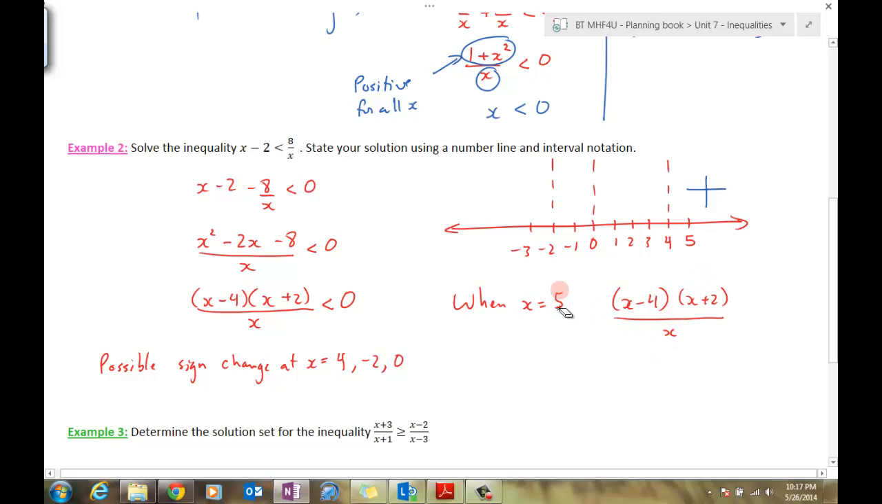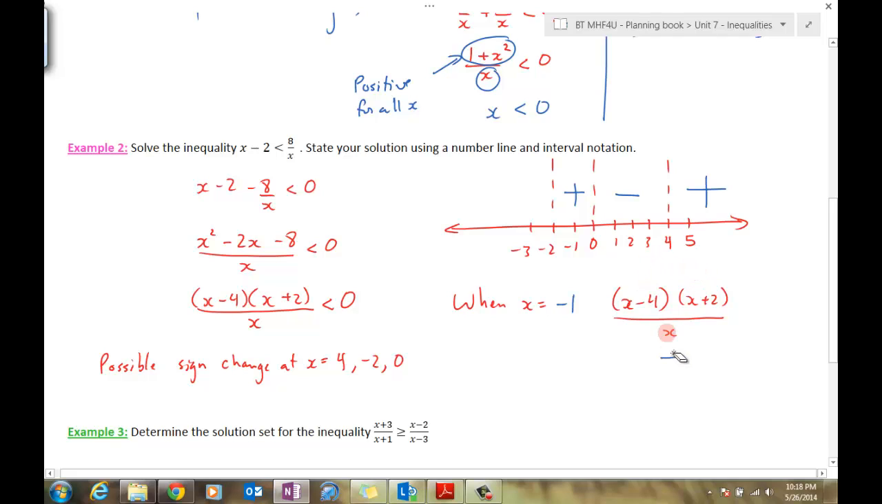Let's test another value between 4 and 0. Let's test 1, it's a nice number. So 1 minus 4, that's a negative. 1 plus 2, positive. And 1 on the bottom, that's also a positive. So we have a negative on top divided by a positive. That is a negative region. Okay, so we keep doing this for each region and we fill this out. Test negative 1. And you just got to be careful with your math here. Negative 1 minus 4, that is a negative. Negative 1 plus 2, that's a positive. Negative on the bottom. Negative divided by a negative will be a positive.